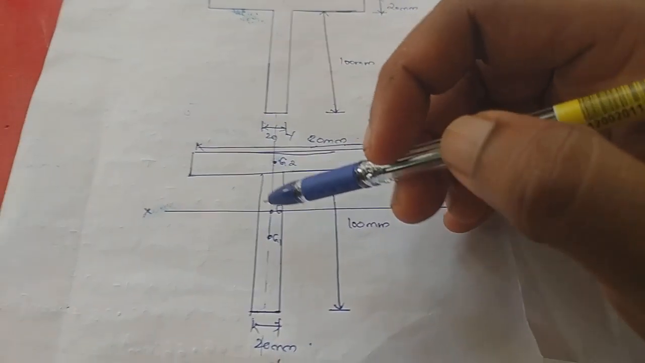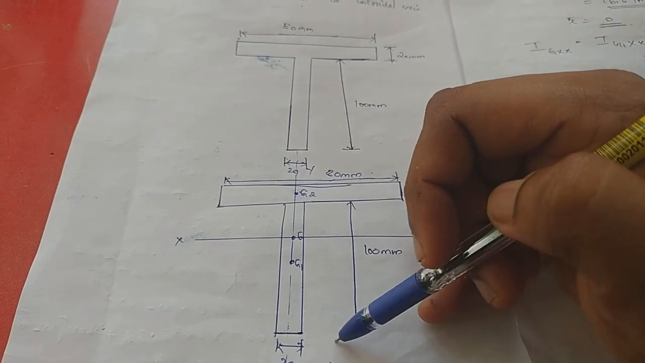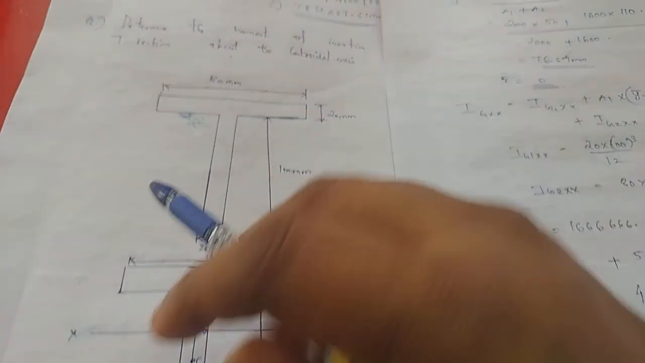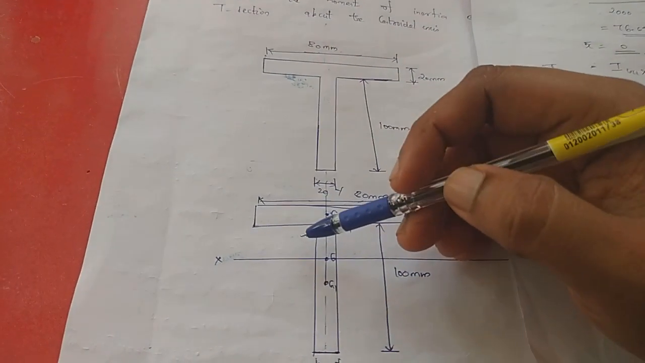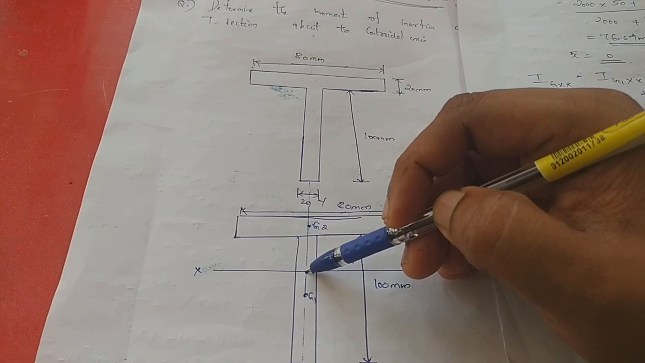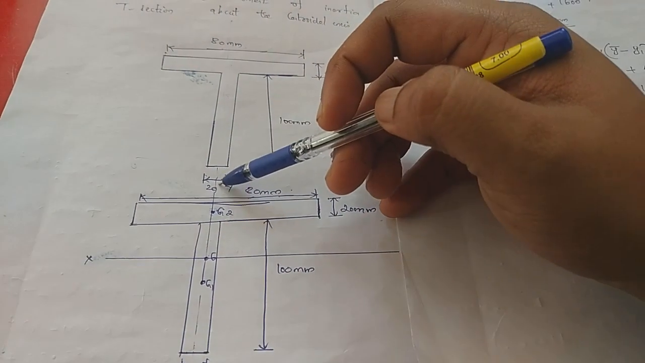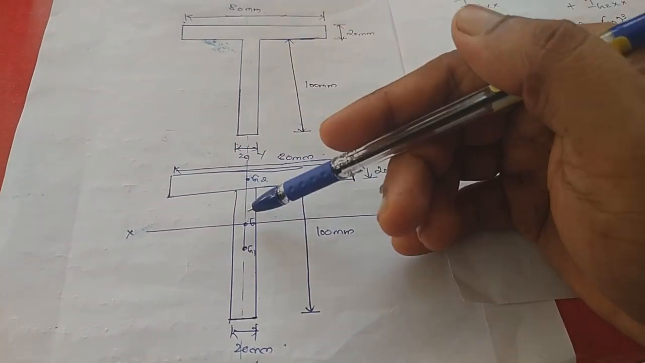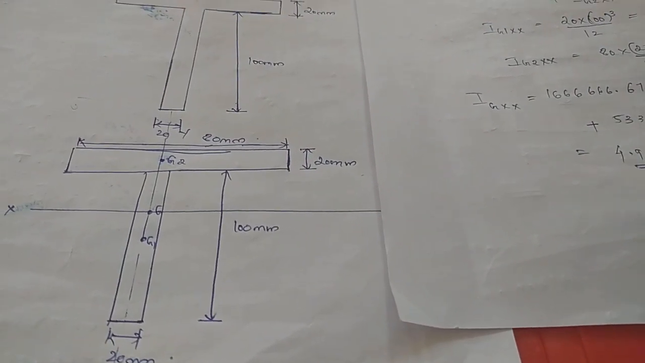So x bar is equal to 0 and y bar is 76.67. This is point O, so that is the centroid mark. This is the centroidal axis. So this is the y axis, this is the x axis, and we need the moment of inertia about the centroidal axes.